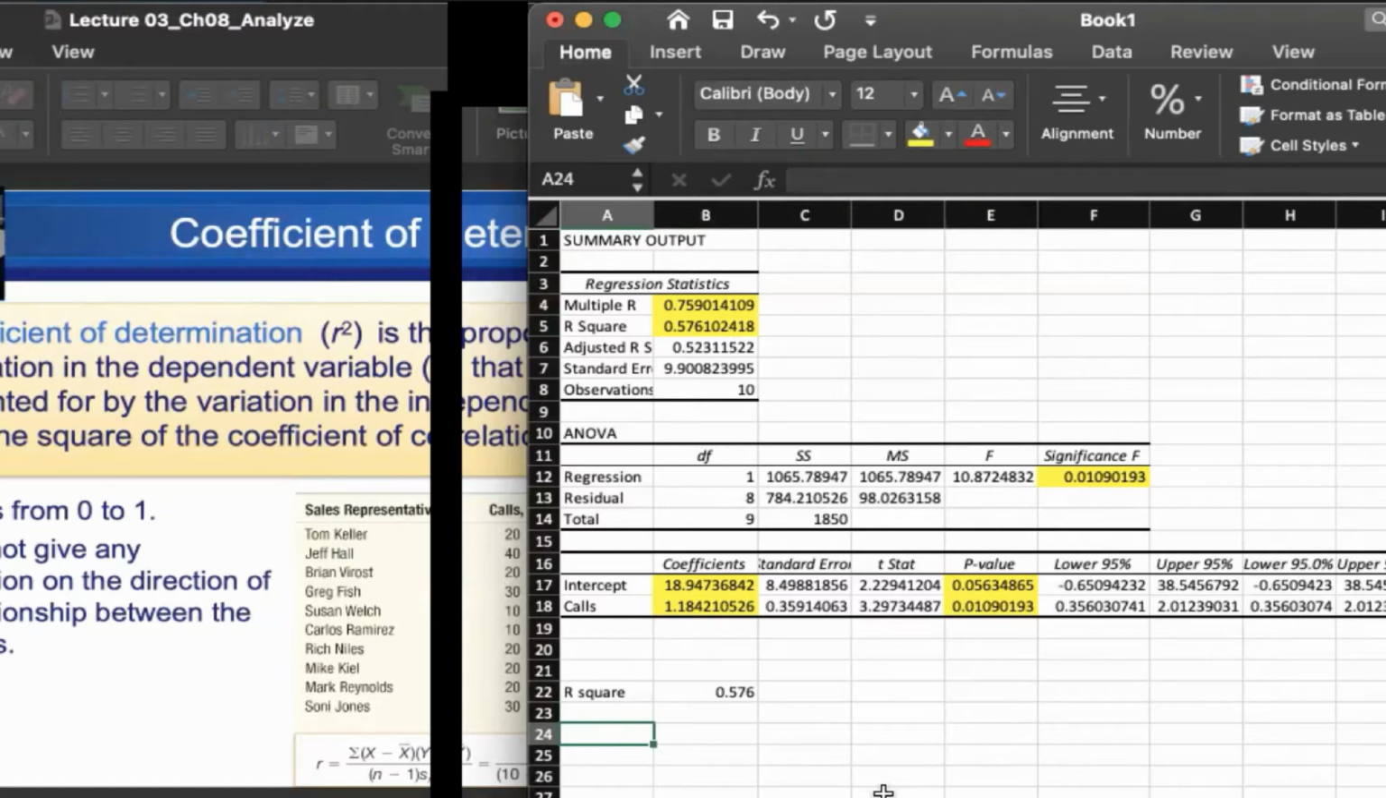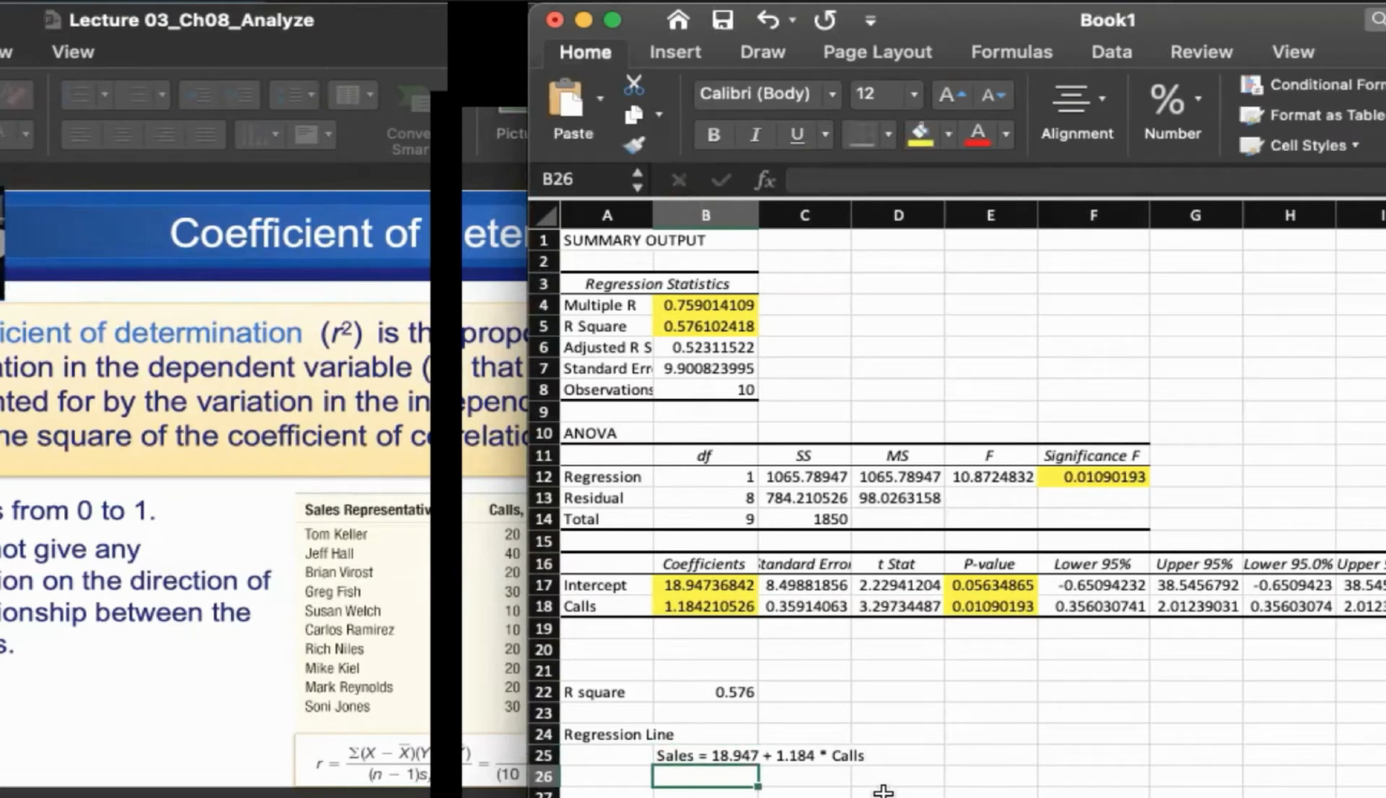And I'm going to write out the formula for the regression line: sales equals intercept, 18.947, plus 1.184 times calls.